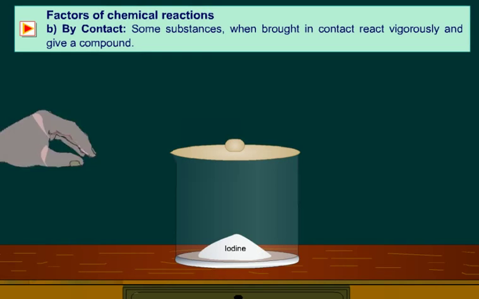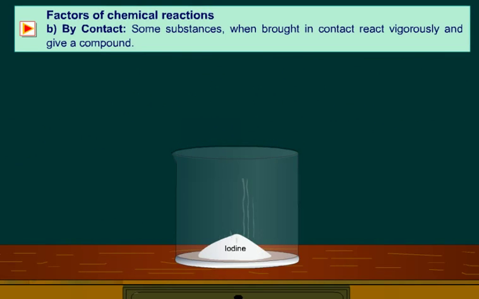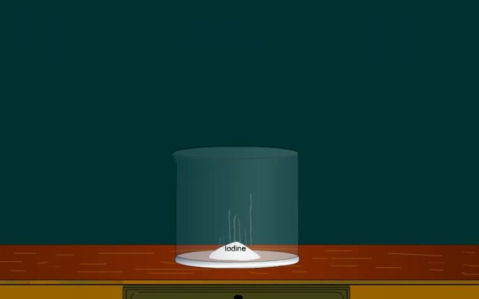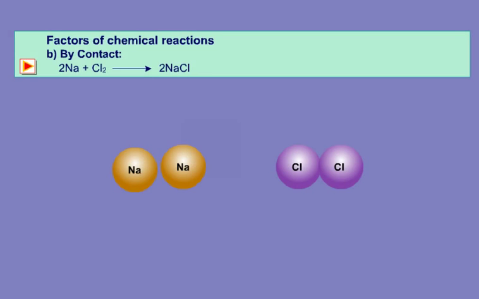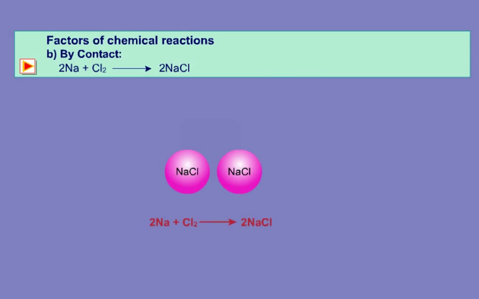B. By contact. Students, some substances when brought in contact react vigorously and give a compound. For example, iodine and phosphorus react immediately as soon as they come in contact. Sodium and chlorine also react and give sodium chloride. That is, 2Na plus Cl2 gives 2NaCl.